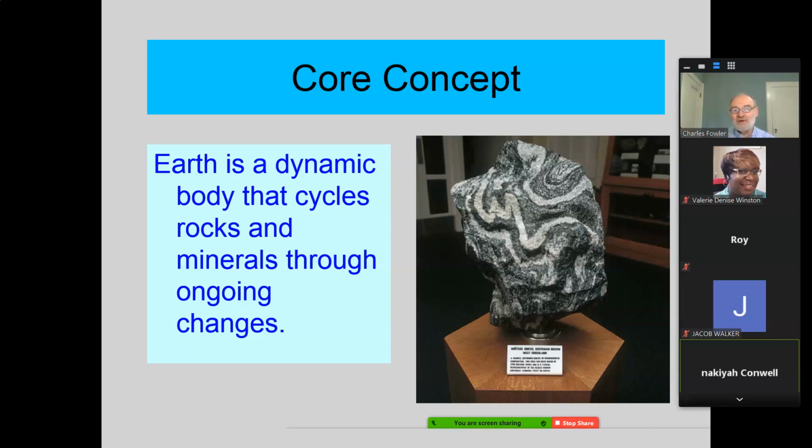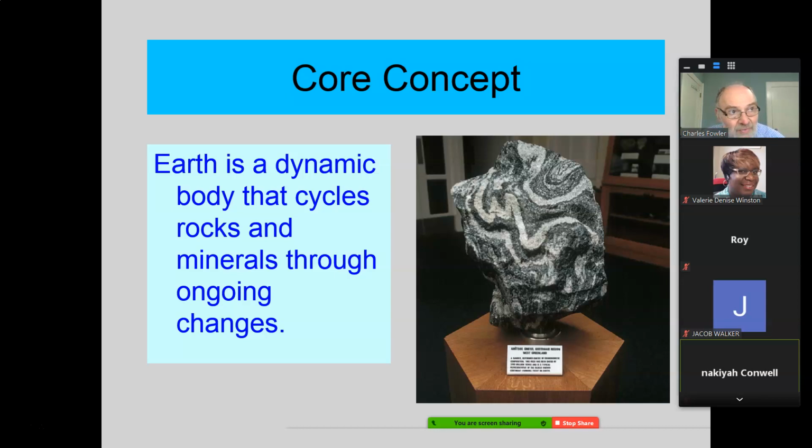Same thing here on Earth. Dynamic body cycles rocks and minerals through ongoing changes. This one that you see here on the slide, we'll see later in the chapter, in the second half of the chapter when we're talking about rocks.